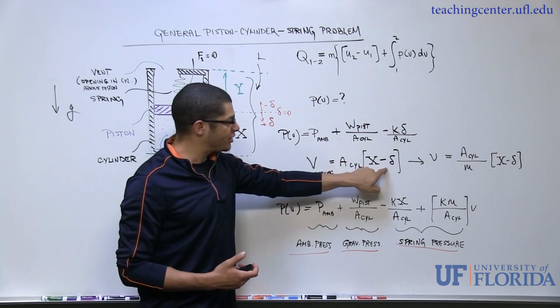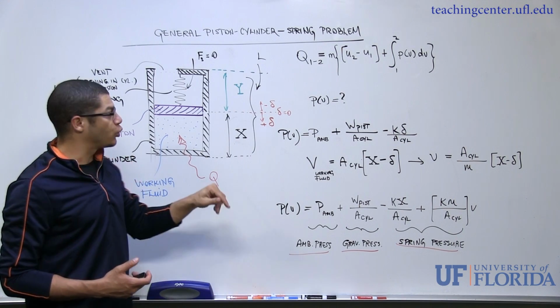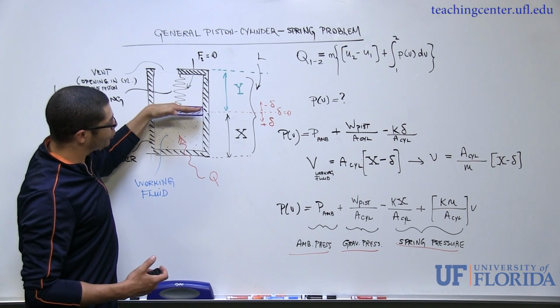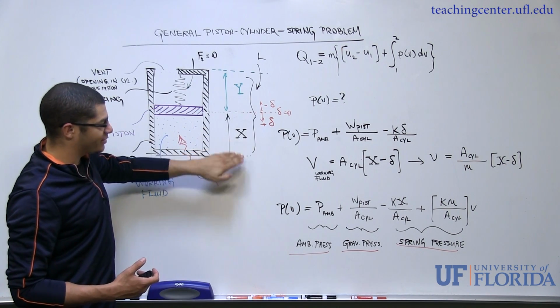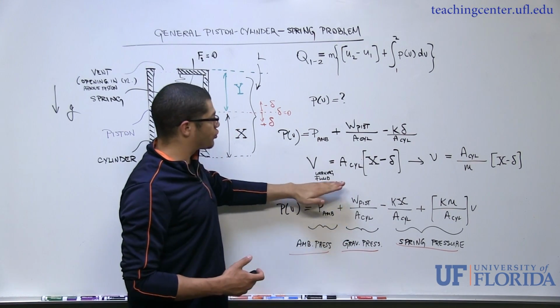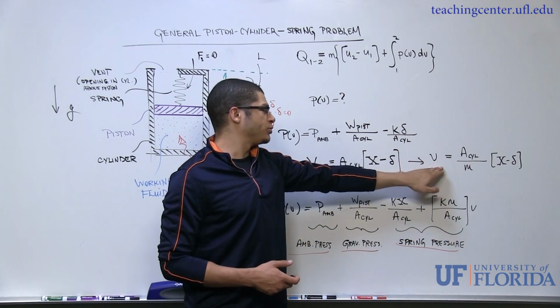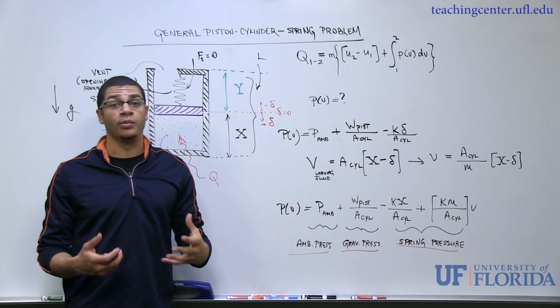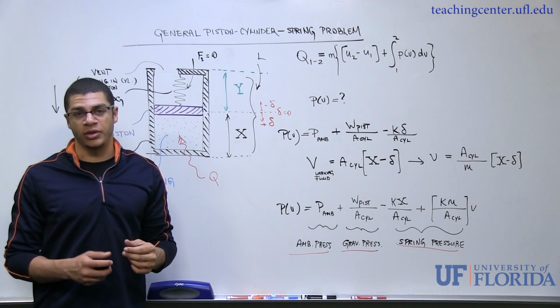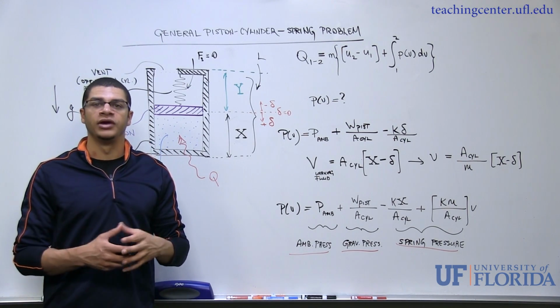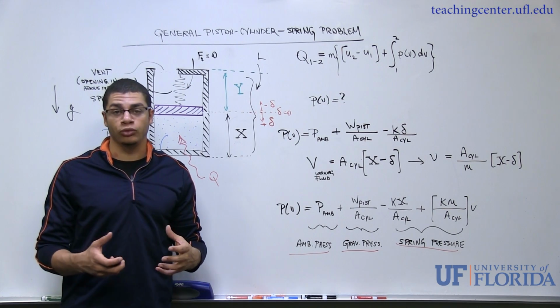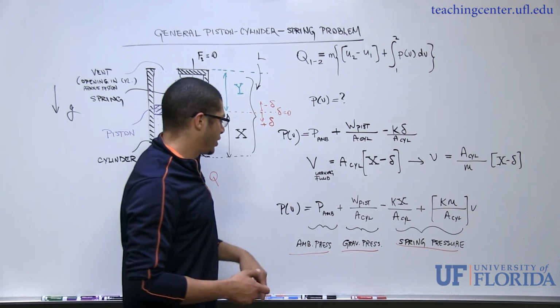So this minus delta accounts for the fact that there's going to be fluctuations away from the equilibrium distance x. We can convert this total volume into a specific volume simply by dividing by the working fluid's mass, which we may need to determine by other means, given some kind of initial condition in the problem, or maybe it's given in the problem statement.